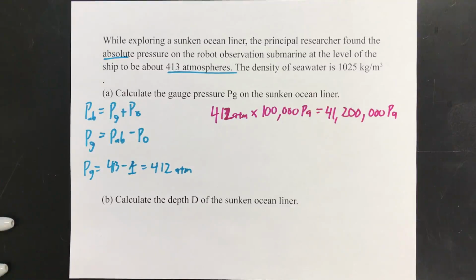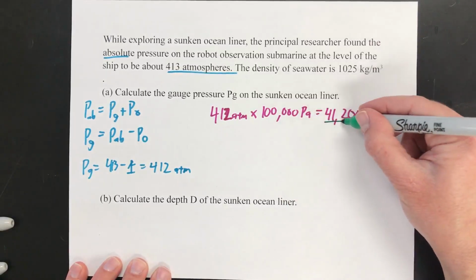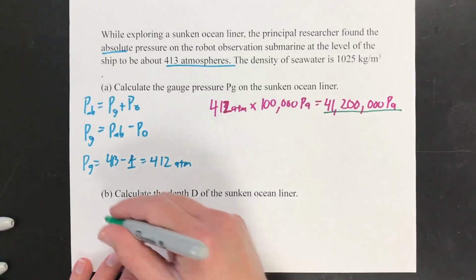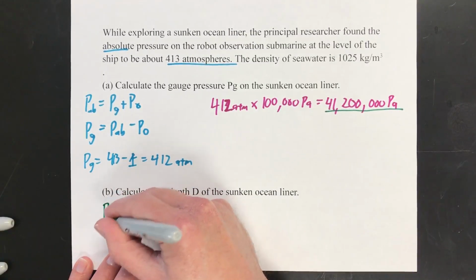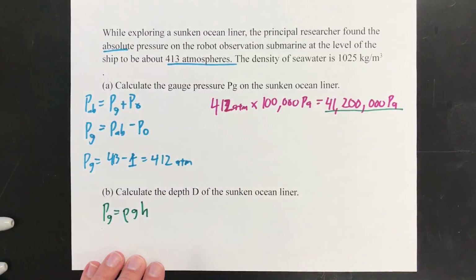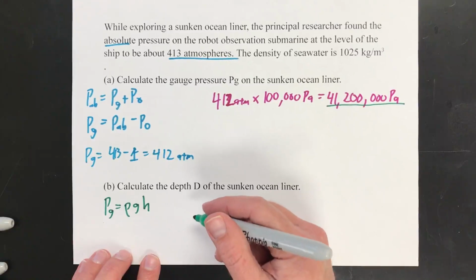B says calculate the depth D of the sunken ocean liner. Since we already know this gauge pressure, this is what's being caused by the fluid there. So we can just focus on that. The gauge pressure will be density times gravity times height, so the pressure caused by the fluid there. So we can set this up and solve for it.